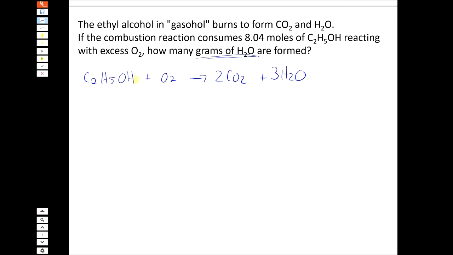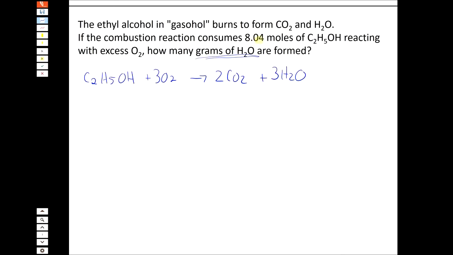But if we want to finish balancing this, we would have 4 plus 3 is 7 oxygens on the product side, minus 1 from the reactant. You can't forget about that one, so it would be 3 O2. That should balance it out. So there should be 7 oxygens on both sides. So that's the correct way to balance it, but like I said, we don't really need the coefficient for O2 for this particular problem, because we're just dealing with the ethanol, C2H5OH, and the water. But with that in hand, we can now proceed with the problem.